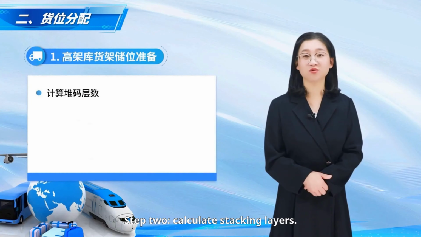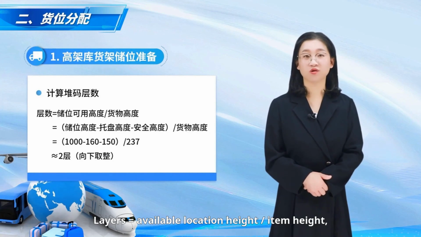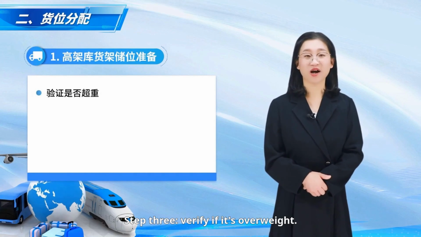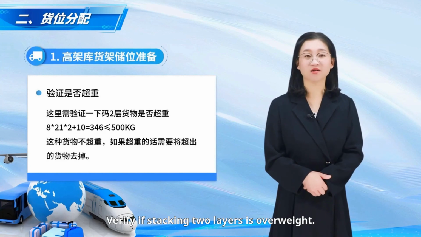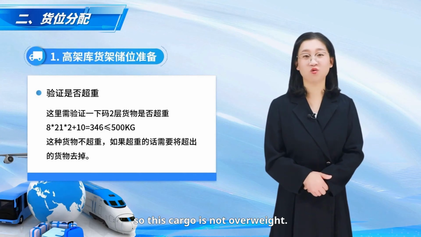Step 2, calculate stacking layers. Layers equals available location height divided by item height. Consider pallet height and safety clearance. Round down the result to get 2 layers. Step 3, verify if it's overweight. Verify if stacking 2 layers is overweight. Full pallet, 346 kilograms, under 500 kilograms, so this cargo is not overweight. However, if there is overweight cargo, the excess cargo must be removed.